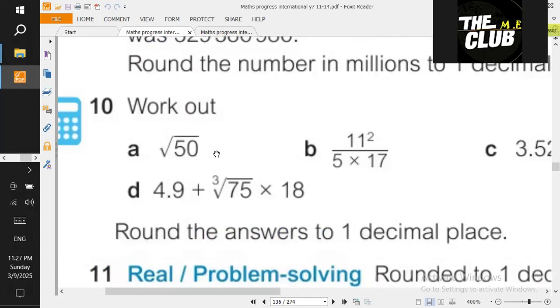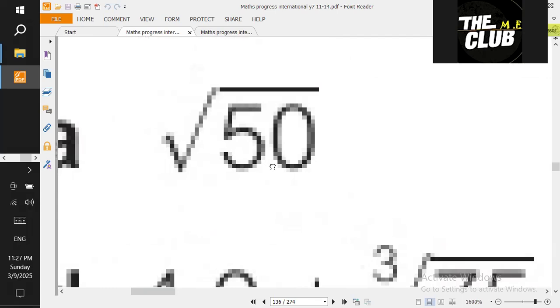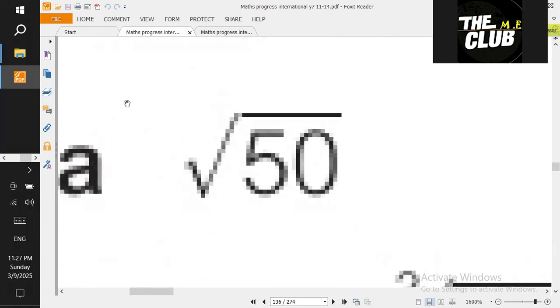I don't know if you took these, but let me answer some of these. Work out these. As we said, you're not supposed to use a calculator, so you have to focus on this, okay? This is the square root of 50. Now, the square root of 50 is almost the same as the square root of 49.